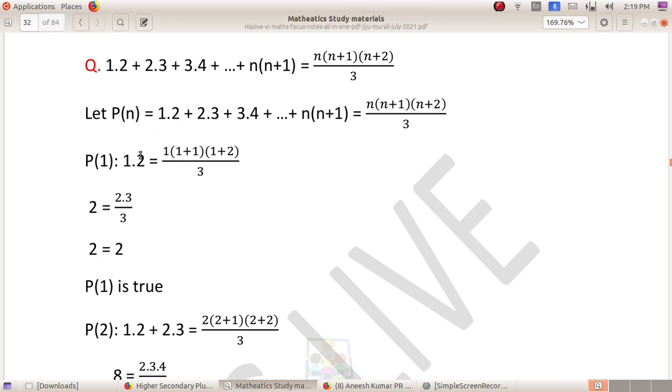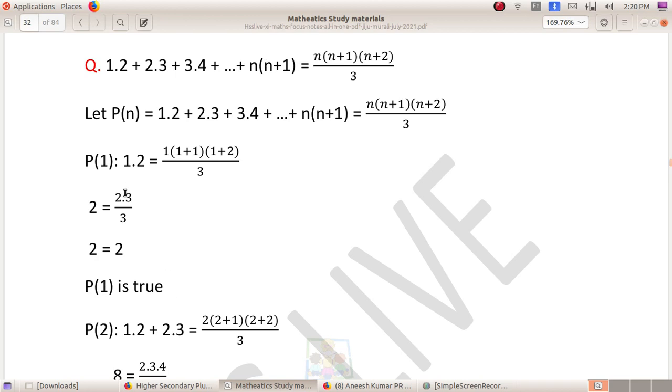1 into 2 equal to 1 into 1 plus 1 into 1 plus 2 divided by 3. Instead of n, you substitute 1. Okay, so 1 into 2 equal to 1 into 1 plus 2, 1 plus 1, 2, 1 plus 2, 3. So 3 into 2, 6 by 3. Okay, so 3 can be cancelled, so the answer is what? 2. So 2 is equal to 2. This means this statement is true for n is equal to 1. Okay, P of 1 is true.